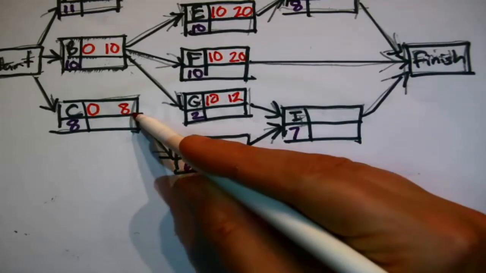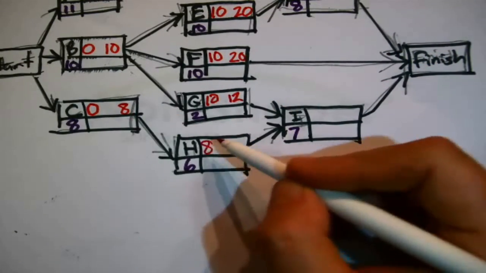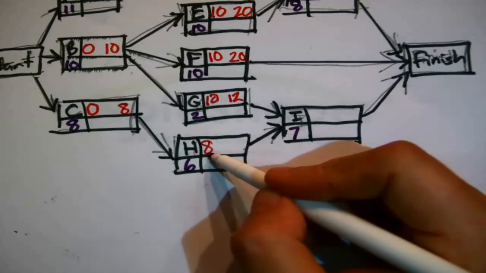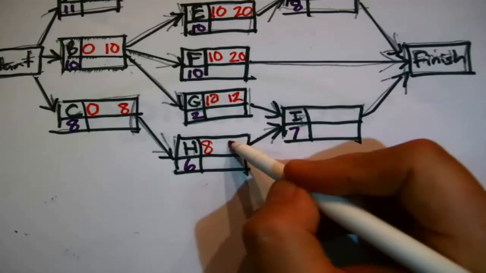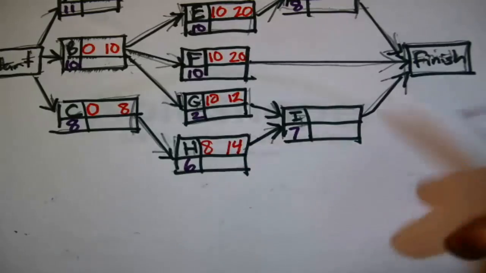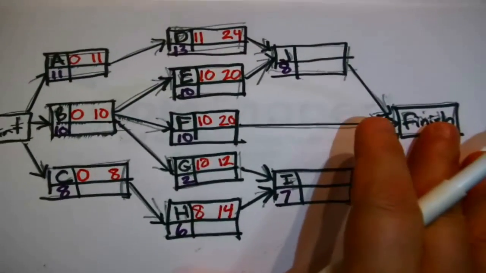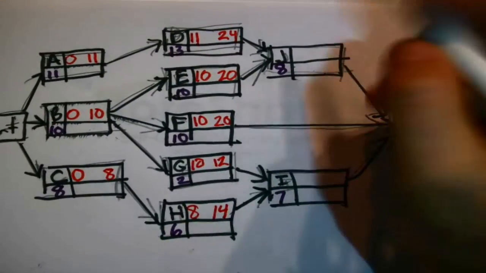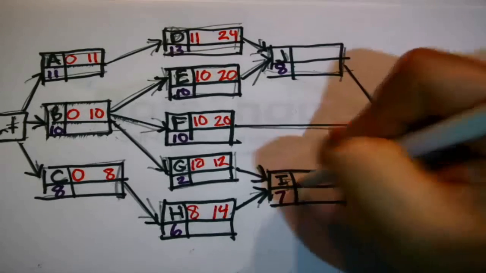H can't start until C finishes, so take that number and pass it forward. H could start in 8 days. 8 plus 6 is, it could finish at the earliest in 14 days. I only have 2 more to do here. They're just a little bit trickier, but not if I picture it.